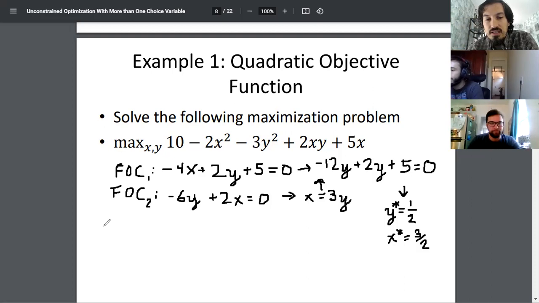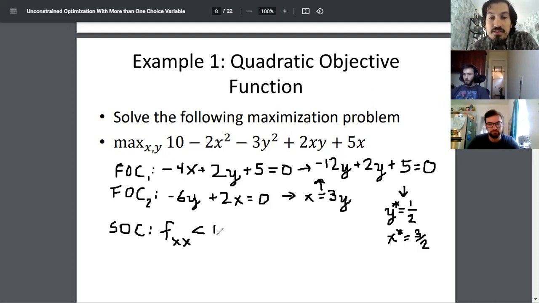I'm not going to even write SOC, or should I? No, I usually don't, but maybe in this case it makes sense to. Second order conditions is that fxx is, okay, you tell me, positive or negative? Fxx should be positive or negative? Negative. Thank you. It's because we're doing a max problem that it's negative. If it were min, it would be positive, but it's a max.